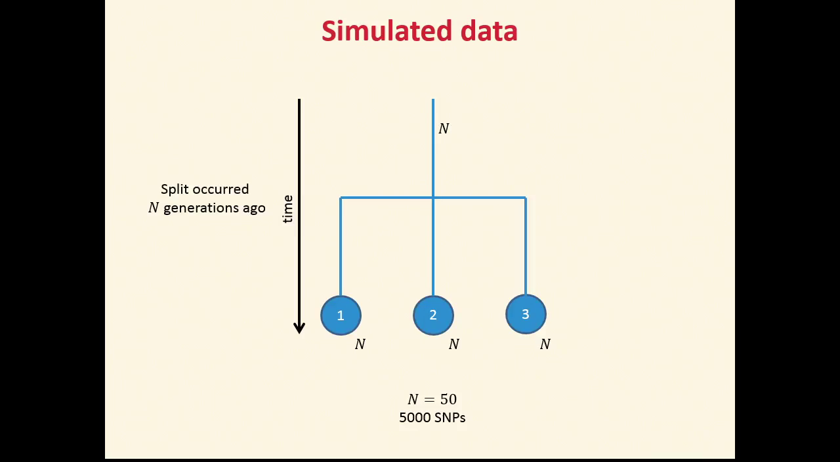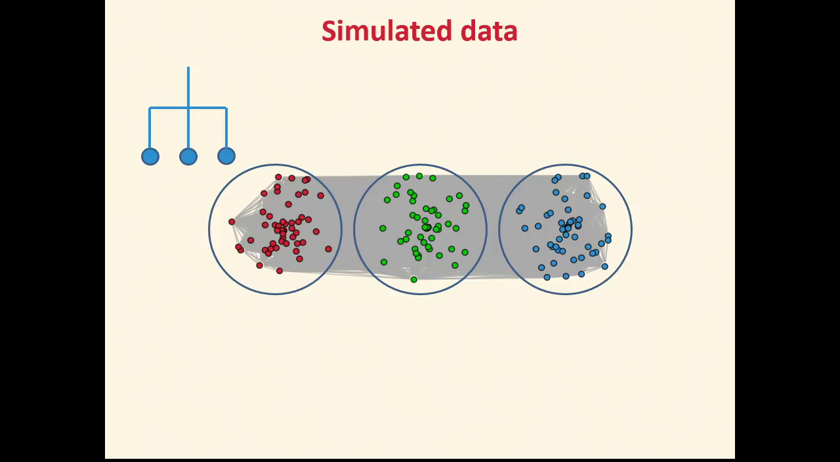We tested it out on some simulations. So here you have a very simple model, population of size n, split n generations ago to 3 subpopulations also of size n. And we simulated the coalescent process using the program SymCoal on 5,000 SNPs. And the resulting genotypes we gave as input to NetStruct. So here are the results. The different colors are the different communities detected by NetStruct. And what you can see is that these 3 communities perfectly match the simulated populations.